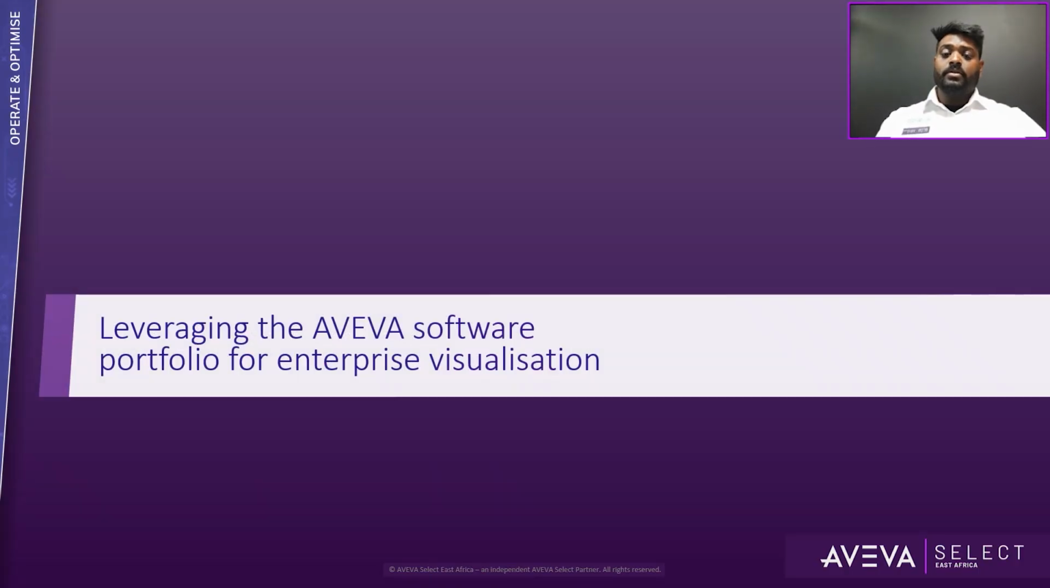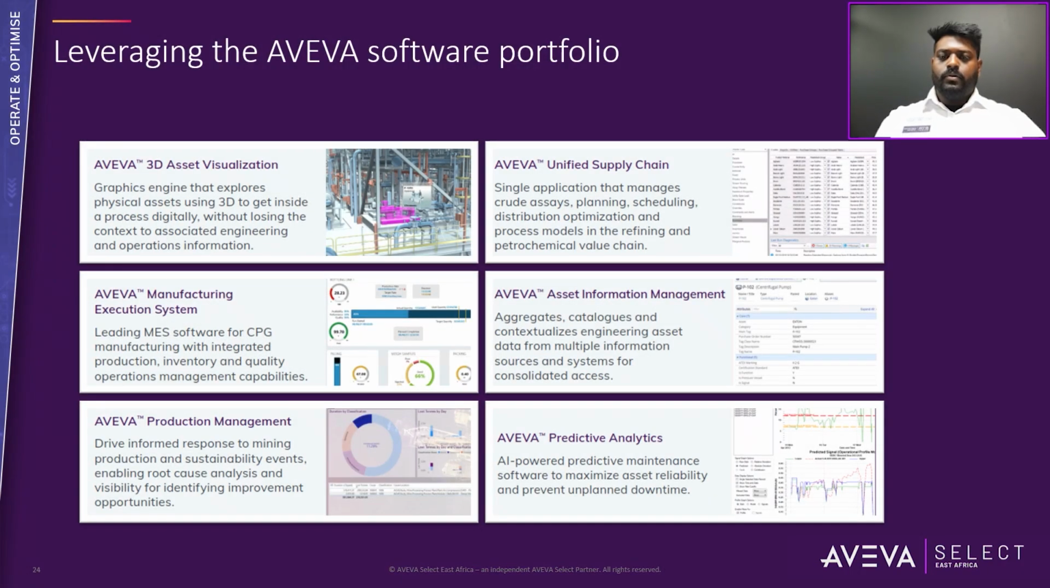A wide variety of information can be consolidated through AVEVA Unified Operations Center, including third-party data sources and other purpose-built AVEVA software products. Let's take a look at a few of them. UOC can be integrated with AVEVA 3D asset visualization, a graphics engine that explores physical assets using 3D to get inside a process digitally, without losing the context to associated engineering and operation information.